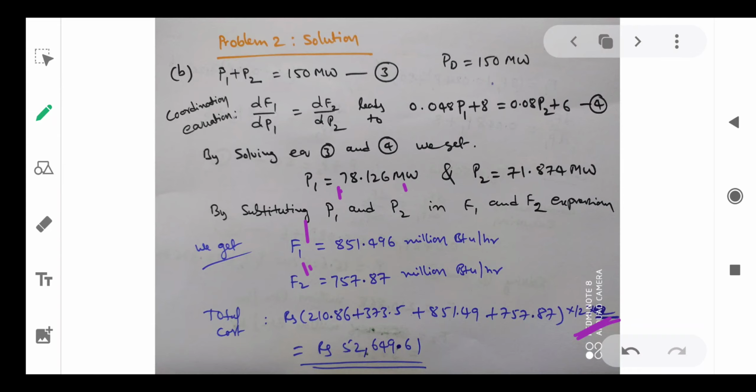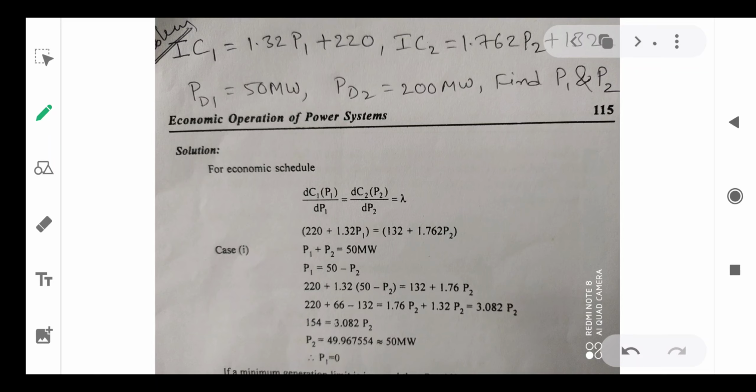By substituting F1 plus F1 dash, F2 plus F2 dash, and multiply with 12 into 2, 12 hours of each. So there are two distributions, 12 and 12, therefore 12 into 2, you will get total cost equal to 52,649.6 rupees. This is problem number 2.